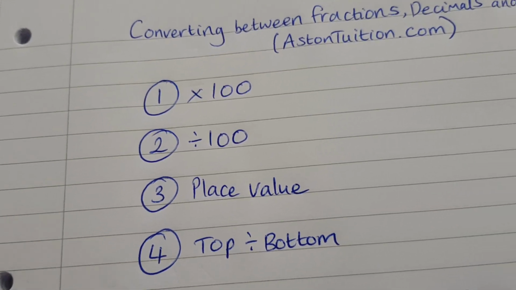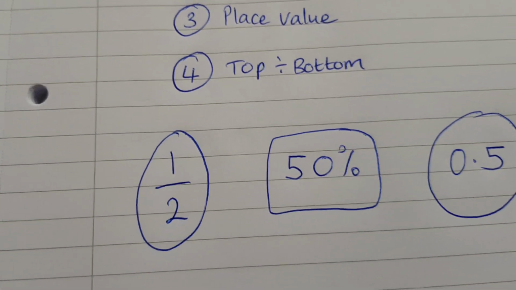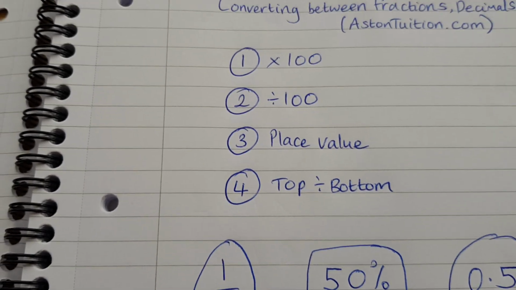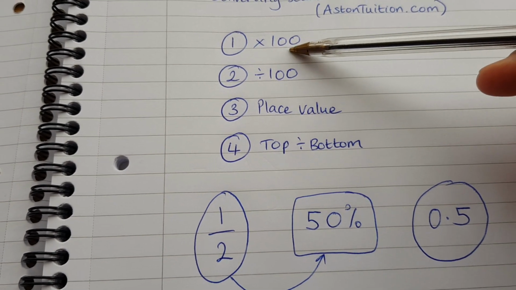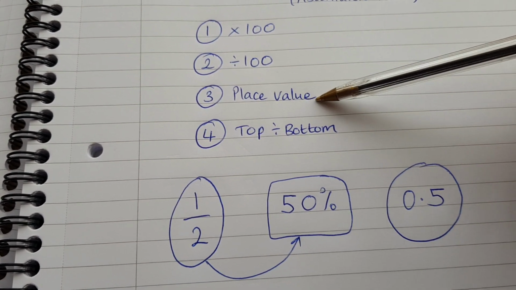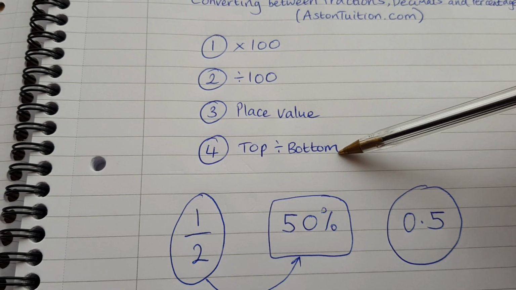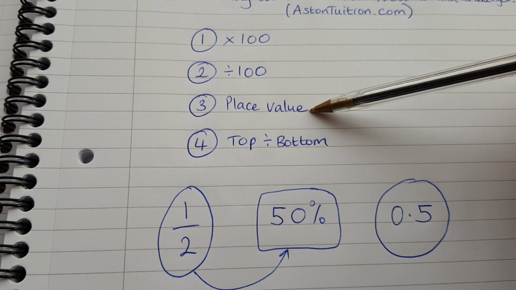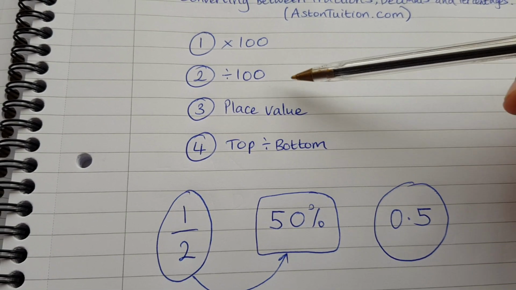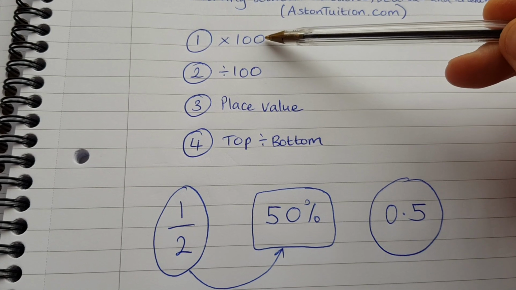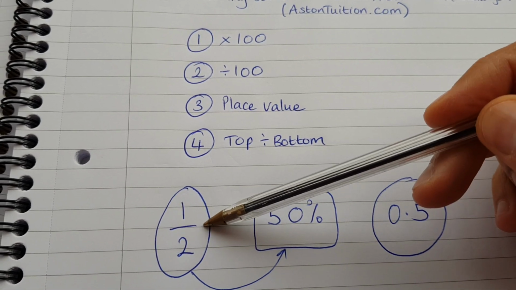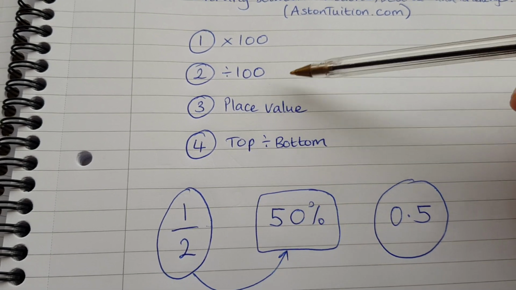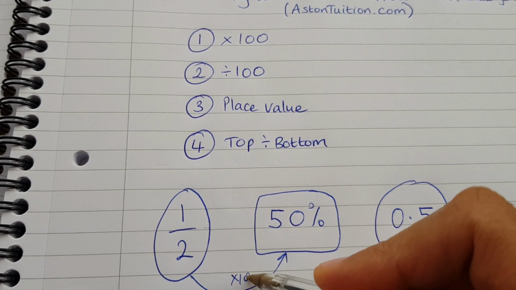Now, if we look here, we've got a half, which is a fraction. That is 50%. So is it going to be multiplied by 100, or is it divided by 100, or are we looking at the place value, or is it top divided by bottom? It can't be place value because that's when you have a decimal and you're looking at the position of the numbers. Is it increasing 100 times? So if you got half a cake and then you got 50 cakes, half times 100, yeah, that's 50. So it's actually that one. So you multiply by 100.